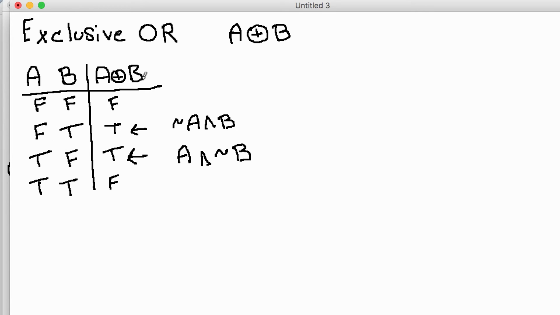Now notice exclusive OR we are saying is true either in this situation here or in this situation here. So we can come up with a logical equivalence right over here and say that exclusive OR is equivalent to not A and B, or A and not B.